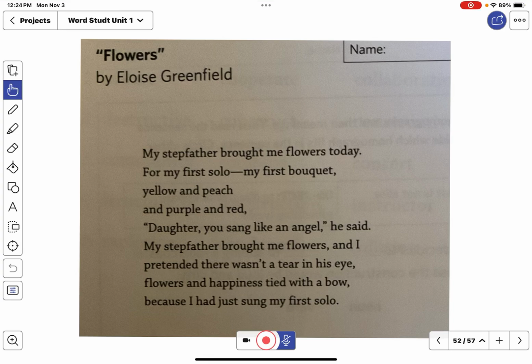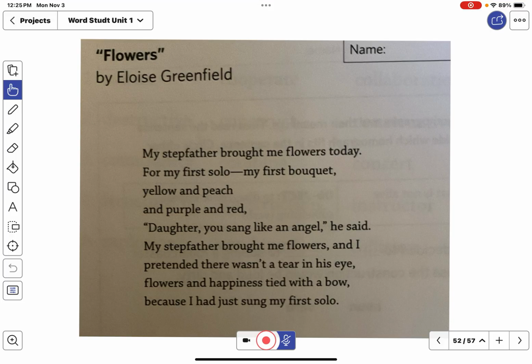Today we're going to read a poem called Flowers. This is on page 18 of your word study notebook. If you don't have your word study notebook, pause the video and go and get it. Page 18, you will find Flowers.